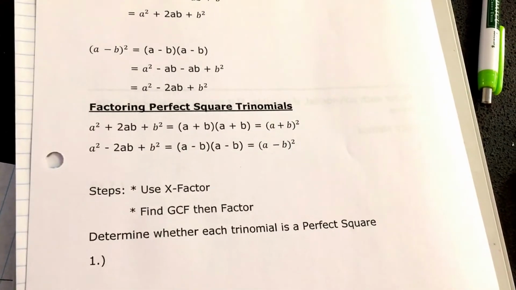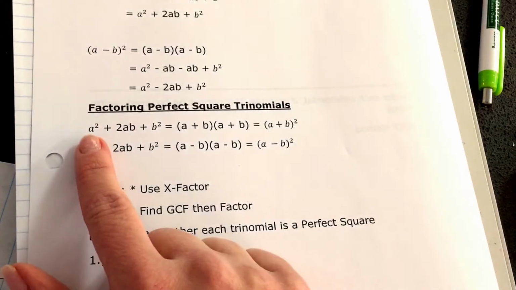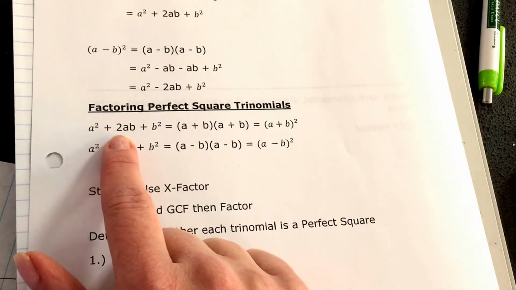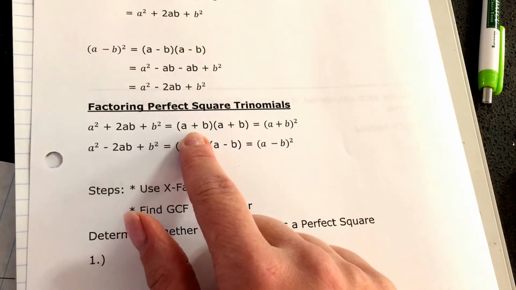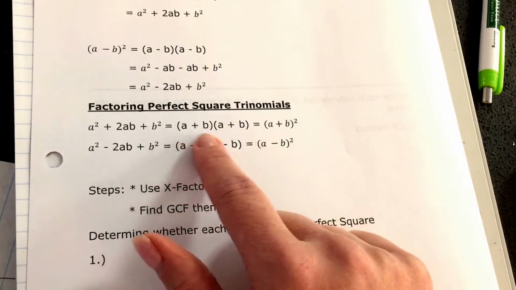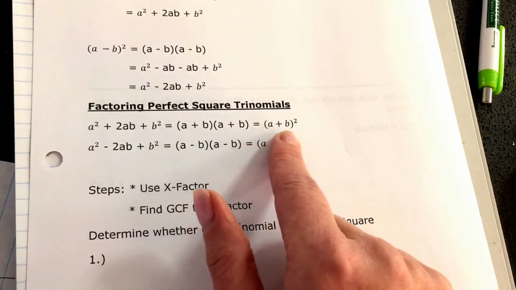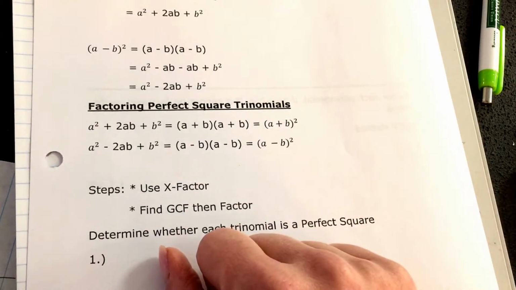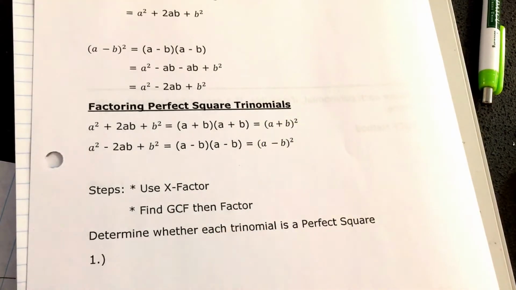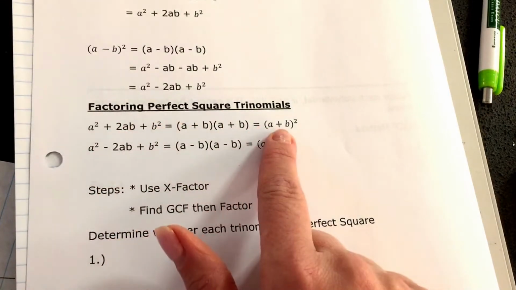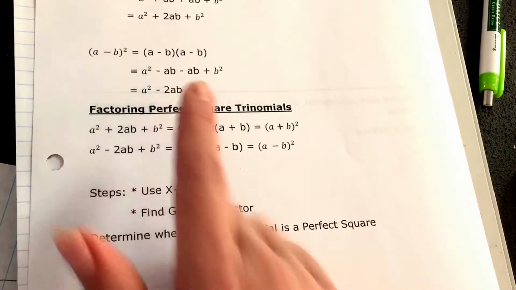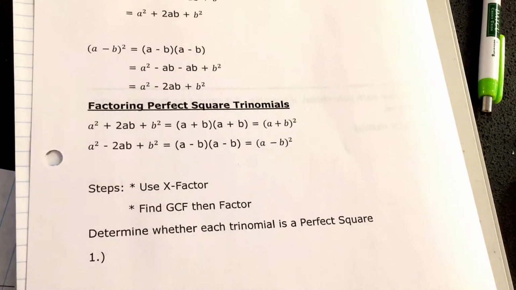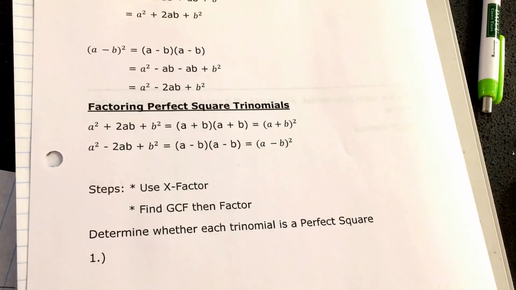So factoring perfect square trinomials. We have an a squared plus 2ab plus b squared. It's going to come back down to this a plus b times a plus b, and then we're just going to put that together and put a little square next to it. All right, so we're going to work backwards. We're going to start with this and we're going to get to this answer, where up here it starts with this and goes to this answer. So we're working backwards. What are we going to do? We're going to use the x factor. We're going to find the GCF. We're going to factor. So here we go.